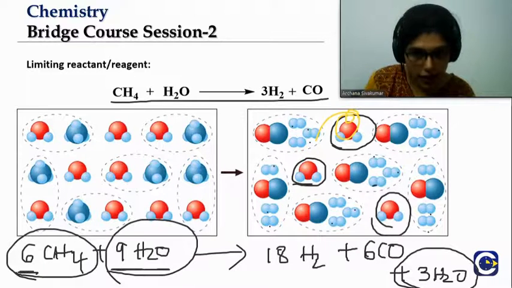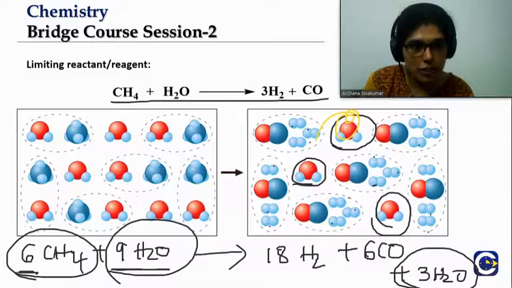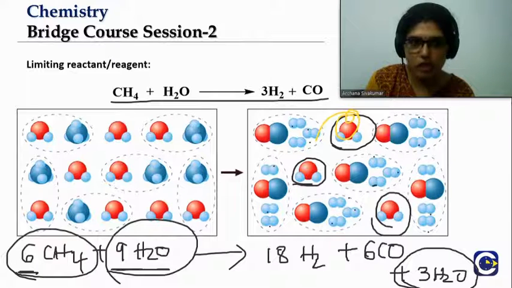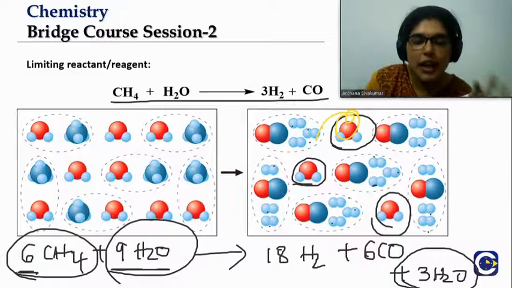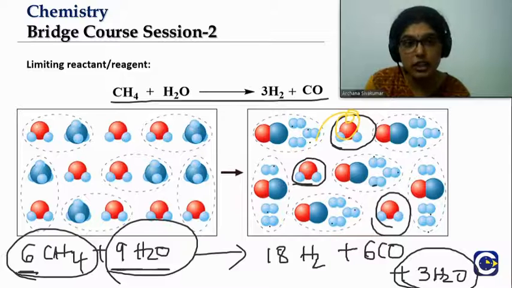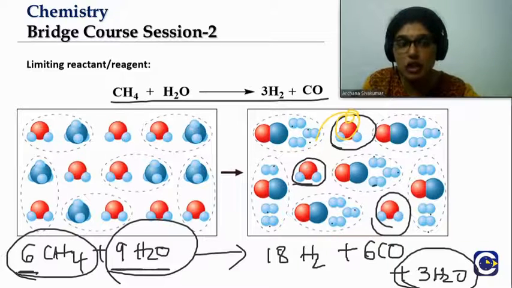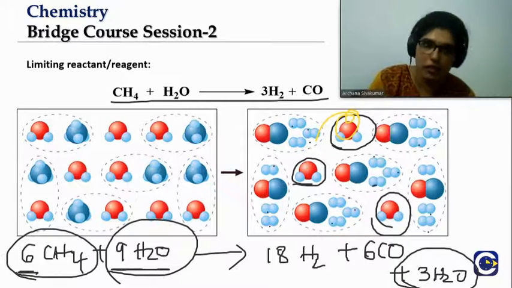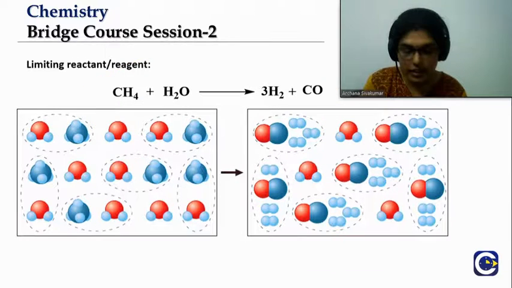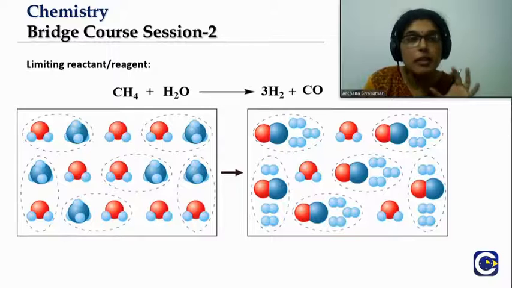Because of that, the 6 methane that is present will react with the water and give off the products, hydrogen and carbon monoxide. Whatever water is present will be left out and just stay there. It is in excess. So when I extract the product, I'll finally have hydrogen, carbon monoxide and some amount of water left, but that is not represented in the reaction. Is this clear? This is limiting reagent.